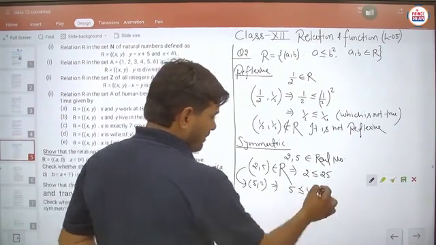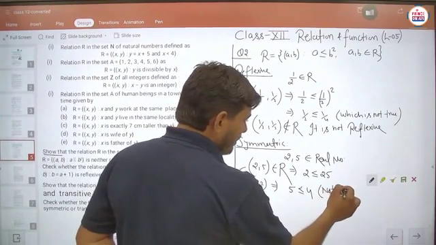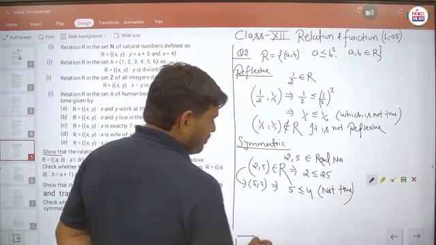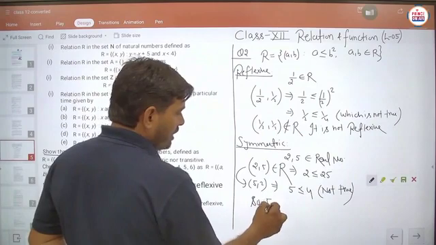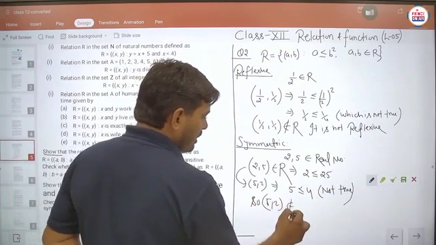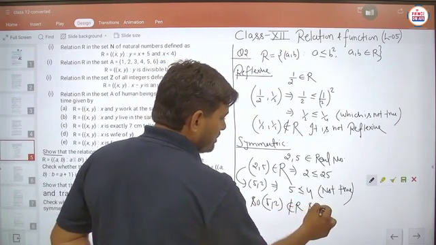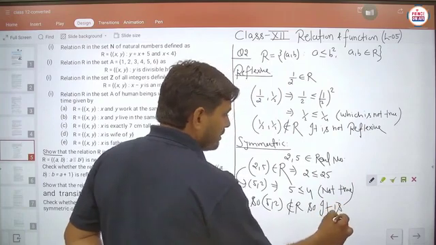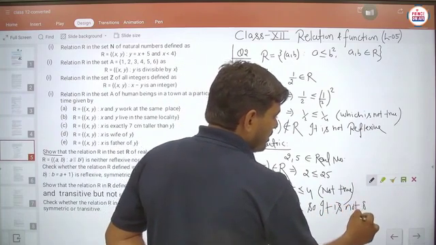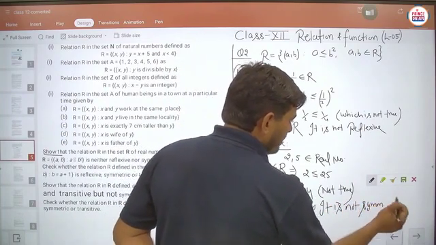So basically it is not found to be true, so (5, 2) does not belong to the relation, so it is not symmetric. So it is not symmetric. Is it clear?